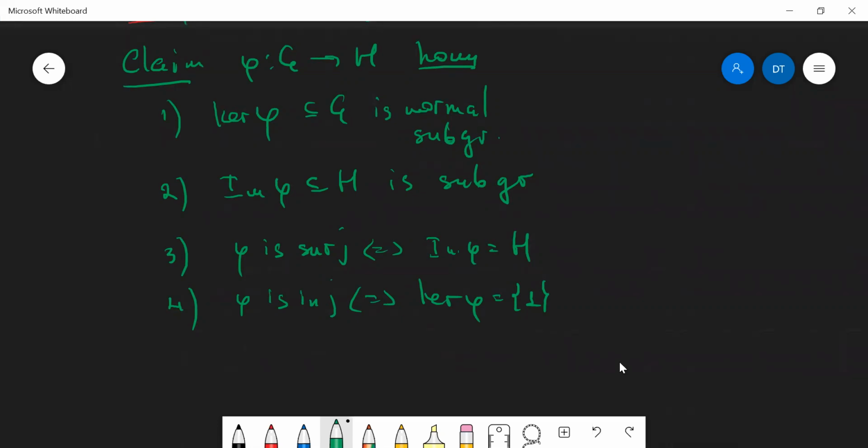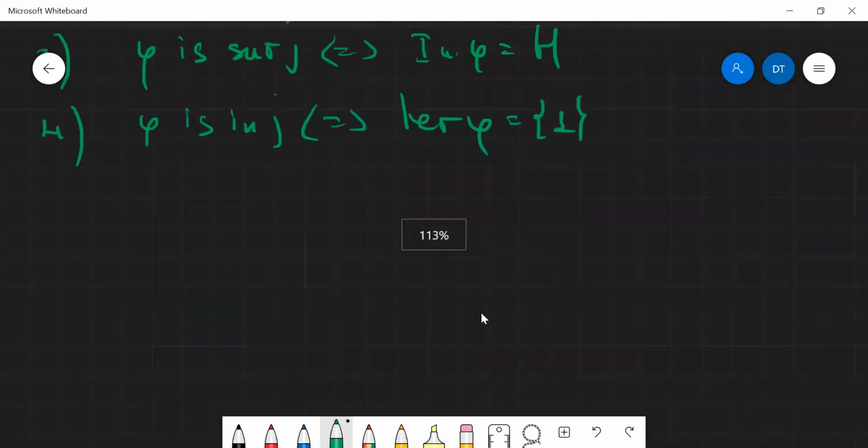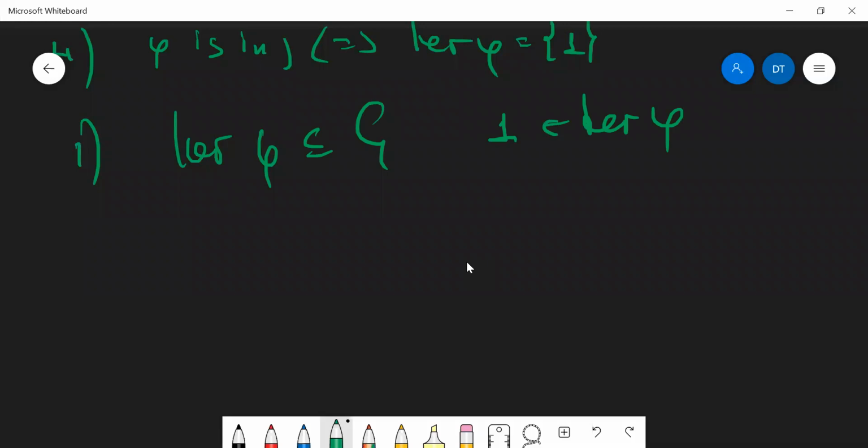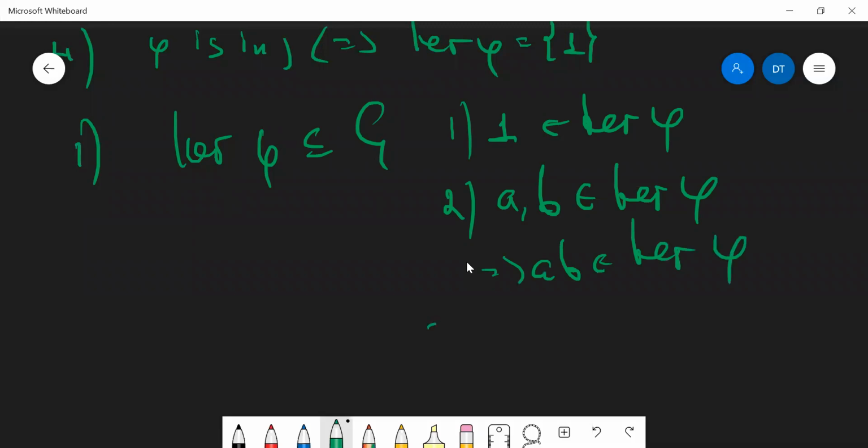Okay, let me show you how it works. Well, the first one, the kernel. So it's a subset in G. What do we need to check that it's a subgroup? We need to check that the identity element is in the kernel. If we have two elements A and B in the kernel, then the product is in the kernel. And the third one, if we have an element A in the kernel, we need to show that its inverse is too.